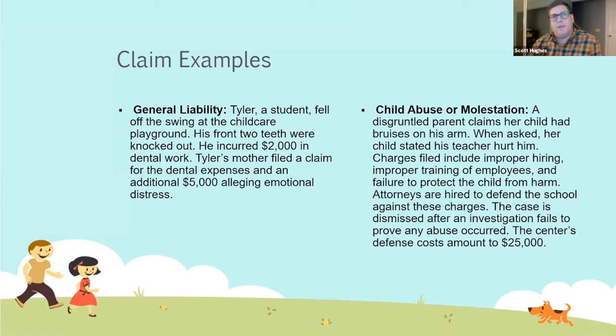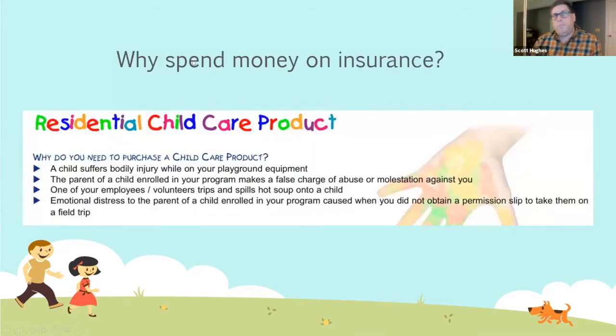Attorneys are hired to defend the school or the daycare against these charges. The case is dismissed after an investigation fails to prove any abuse occurred. However, the defense costs amounted to $25,000. So legal fees can get pretty expensive pretty quick, and a very inexpensive insurance policy is one way to cover those costs. So why would you spend money on insurance if you don't have any already?